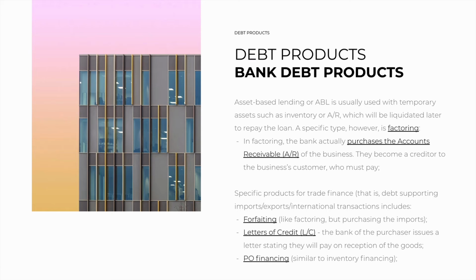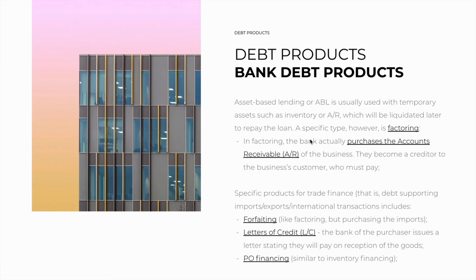Instead of a company borrowing 100 million and the temporary asset is the inventory as collateral, it's an investment fund raising 100 million or 1 billion, and the temporary asset is the portfolio company shares. So it's another example. In terms of ABL, there's a specific type which is factoring. So factoring works a little bit differently.